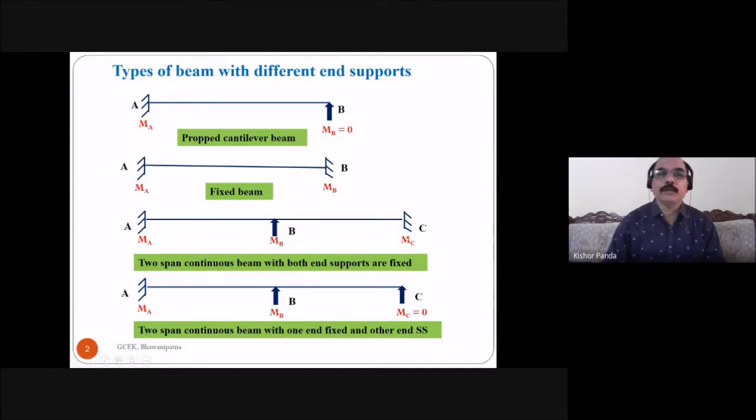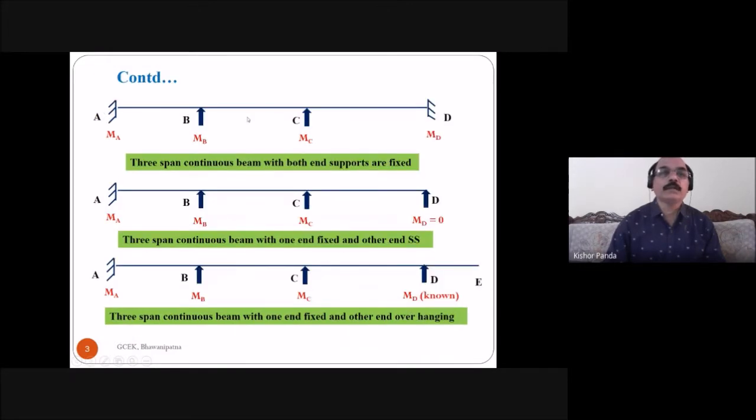With both ends, supports A and C, fixed. And this is a two-span continuous beam with support A fixed and support C simply supported. And this is a three-span continuous beam with support A fixed and support D fixed. And this is a three-span continuous beam with support A fixed and support D simply supported. And this is a three-span continuous beam with overhanging at end D. This portion is your overhanging portion, and this is the fixed end at A.